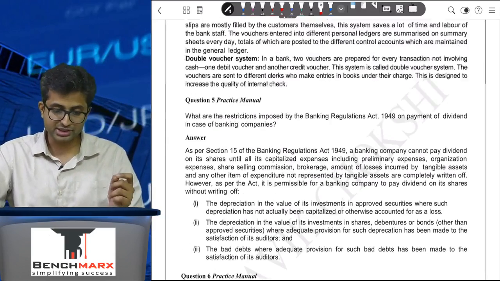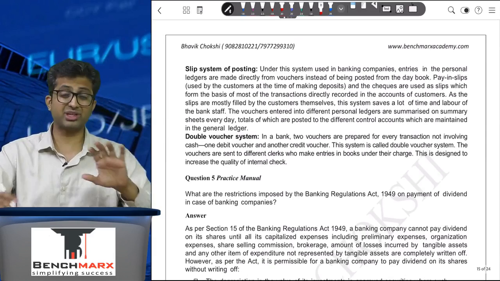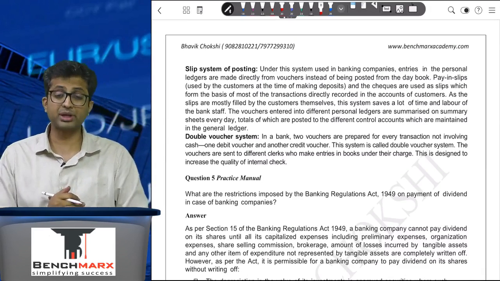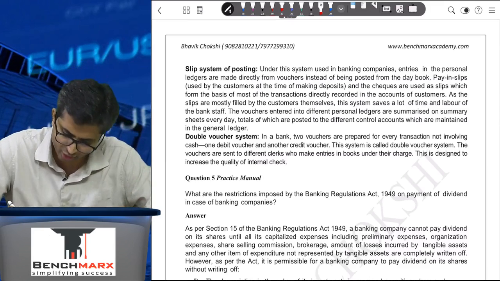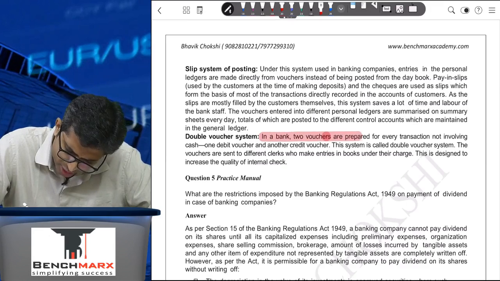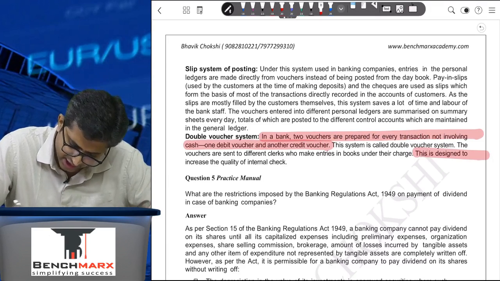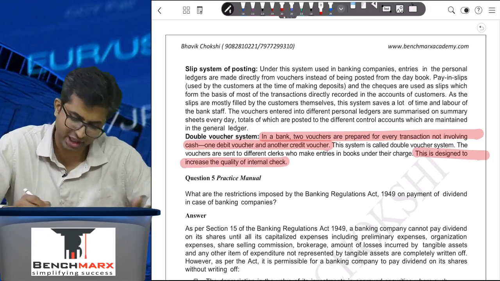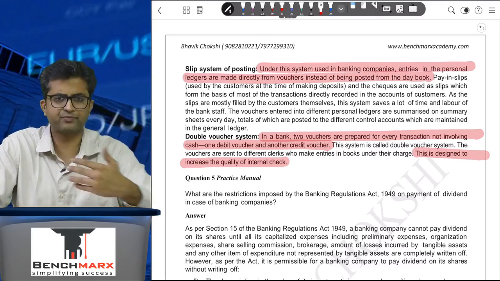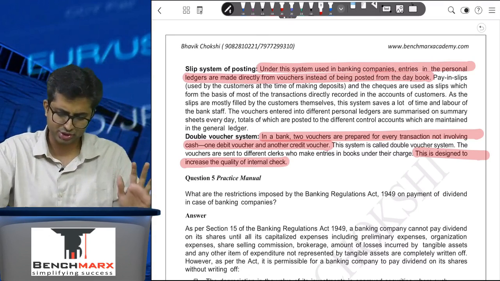But in the double voucher system, there are two separate vouchers prepared and posting done separately by two people. This is for better internal control. So over here, this system is called double voucher. In a bank, two vouchers are prepared for every transaction, a debit and a credit voucher. This is designed to increase the internal checks. Under the slip system, entries are made directly from the customer filled vouchers only.